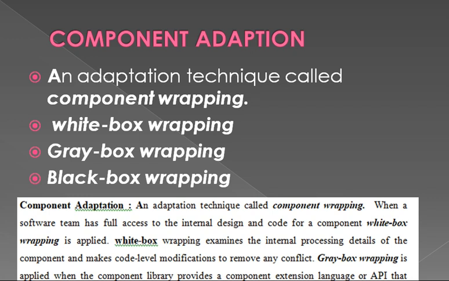At that time, the developer needs to apply white box wrapping. Gray box wrapping is applied when we need to do some kind of extension. At that time they need to have a clear idea about the component library or API, and in this case they will depend on gray box wrapping. And coming to black box wrapping, it deals with all the pre and post processing of the component interface to remove any kind of conflicts. In this situation, they will depend upon black box wrapping, right?